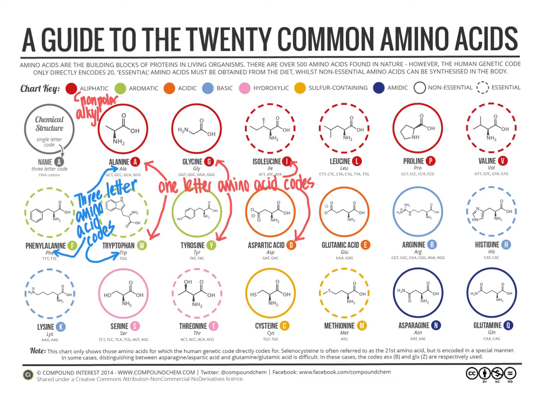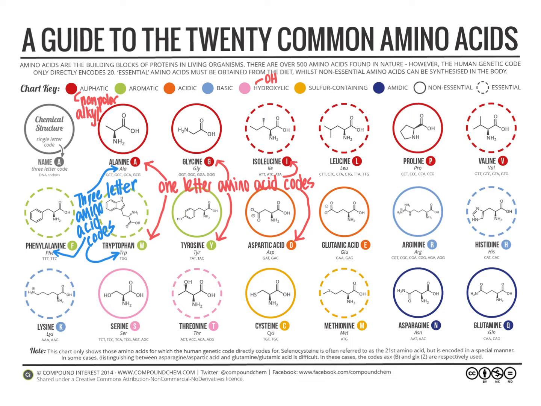Acidic refers to an acidic R group bonded to the molecule. Basic refers to a basic group. Hydroxylic refers to the molecule having an OH group or a hydroxy group. Sulfur-containing refers to the sulfur-containing R groups. And amidic refers to structures that have an amide linkage present within the amino acid. Let's unpack a few of these or give some examples.